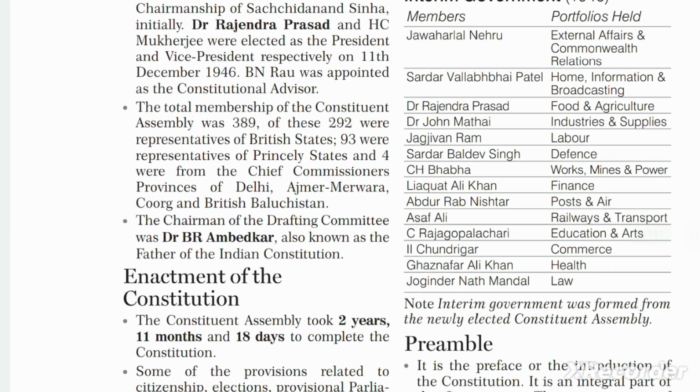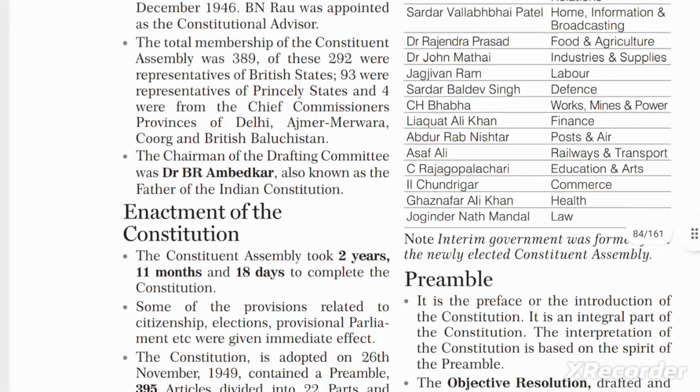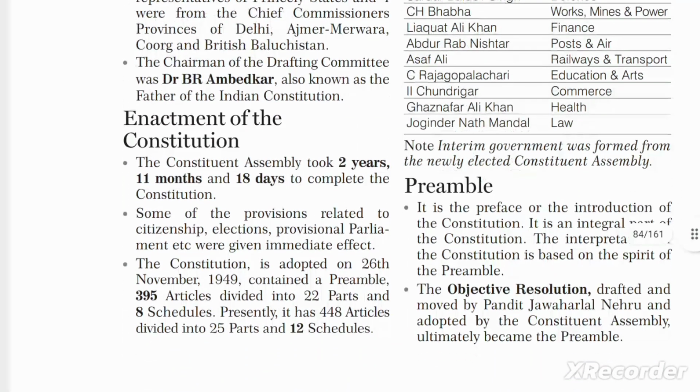The chairman of the drafting committee was Dr. B.R. Ambedkar, also known as the father of the Indian Constitution. Enactment of Constitution. The Constituent Assembly took 2 years, 11 months and 18 days to complete the Constitution. Some of the provisions related to citizenship, elections, provisional parliament, etc. were given immediate effect. The Constitution, adopted on 26th of November 1949, contained a preamble, 395 articles divided into 22 parts and 8 schedules.